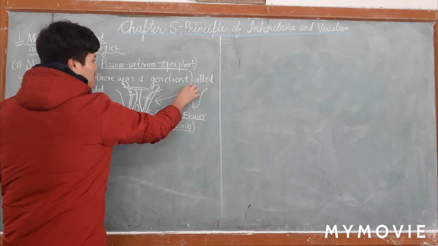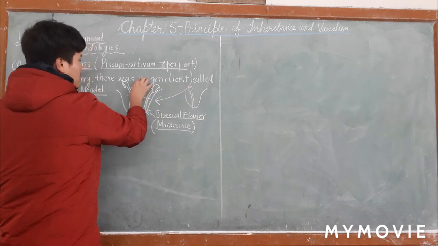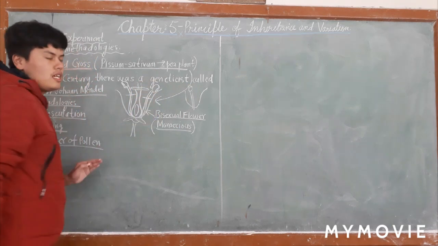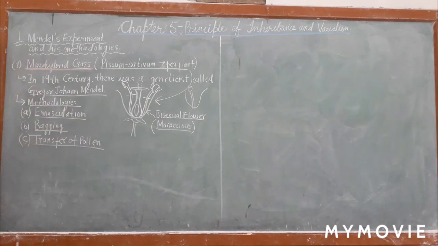Pollen grains are collected and then transferred to the seed-bearing part. Just revisit the definitions clearly by rewinding the video. Okay. The transfer of pollen, just the methodologies which were opted by Mendel in his experiment.